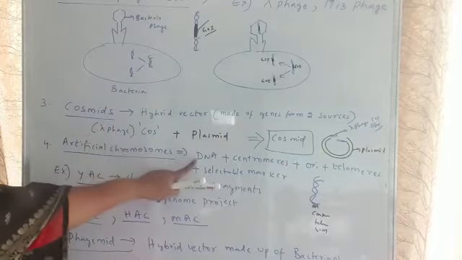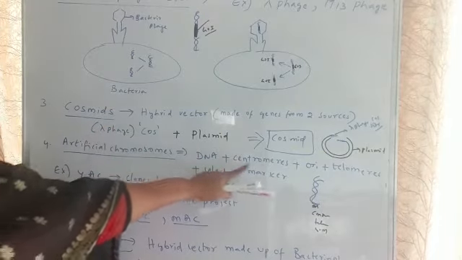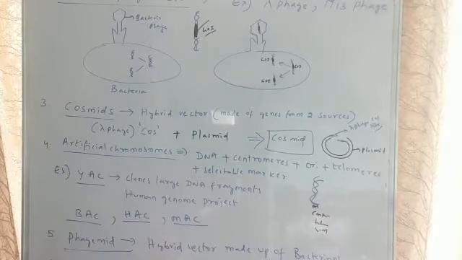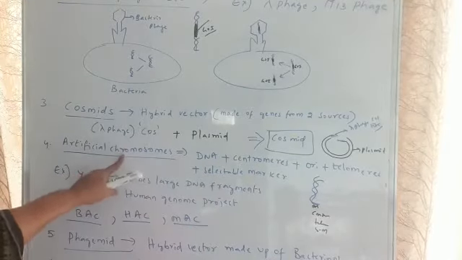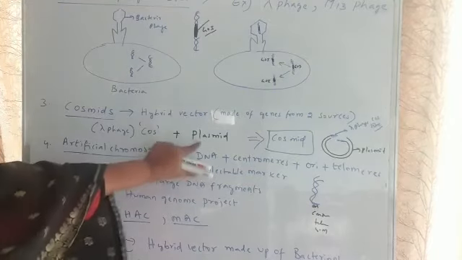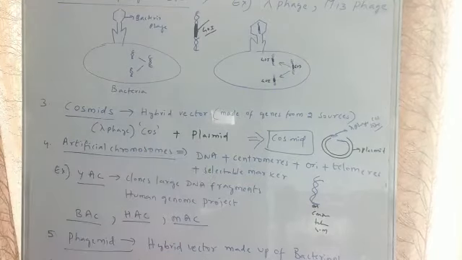Okay, to the DNA we add centromeres, ORI, telomeres, and selectable marker, and we prepare artificial chromosomes. So we are constructing these artificial chromosomes by doing this sort of a procedure.